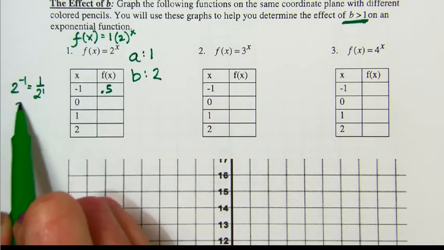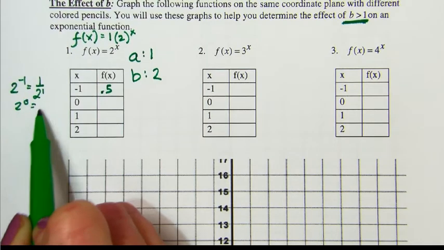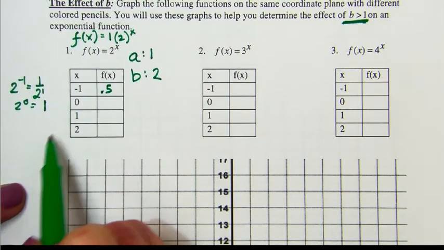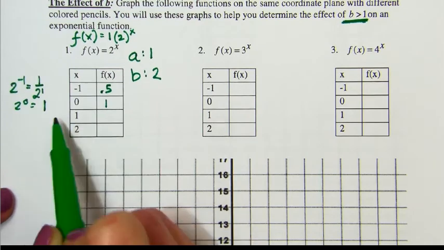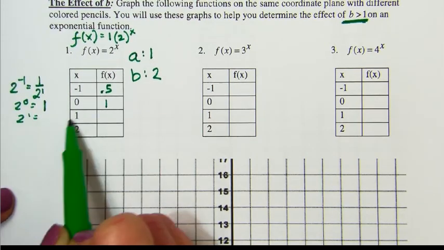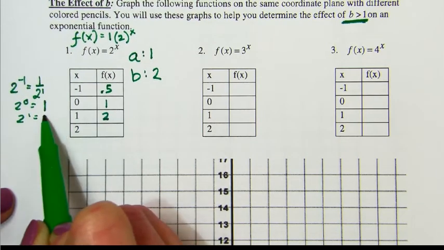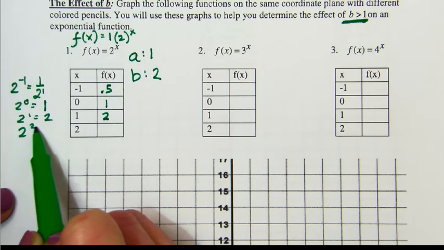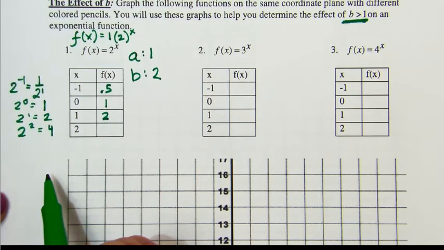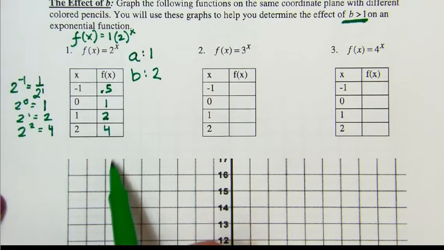So then 2 to the 0 power. Anything to the 0 power is 1. 2 to the first power is obviously 2. Anything to the first power is itself. And 2 to the second power is 4.